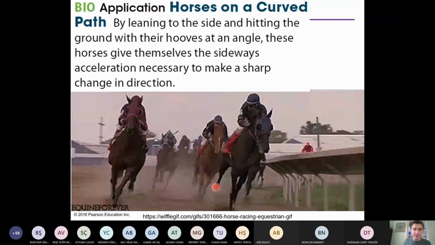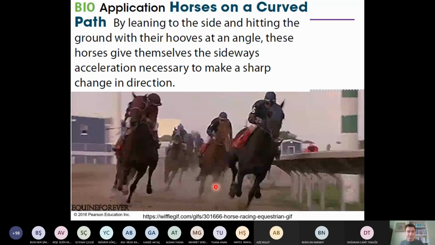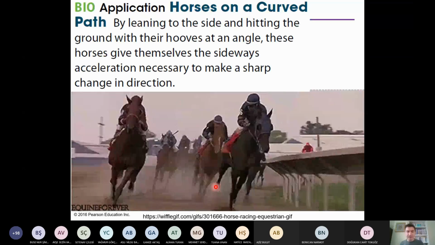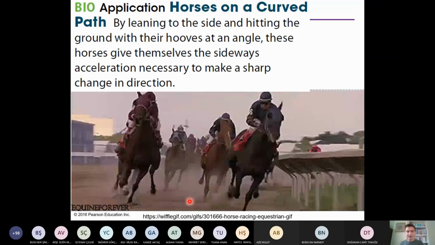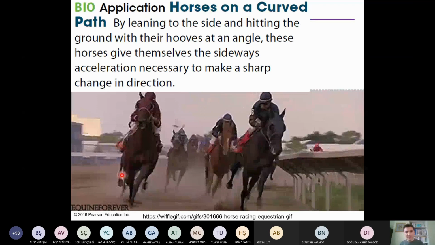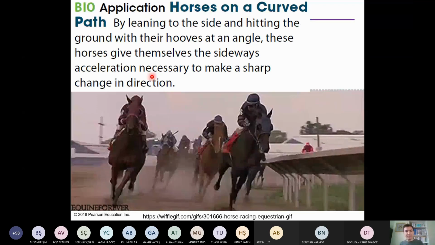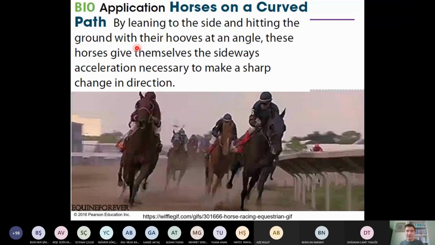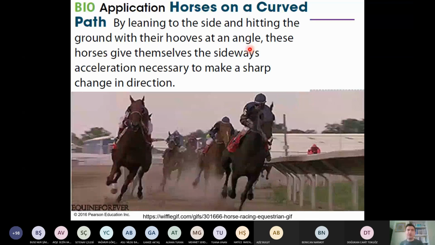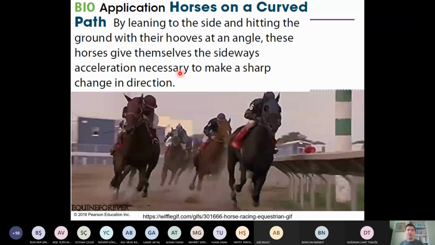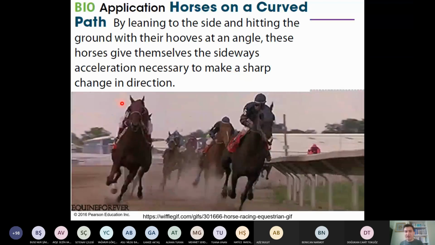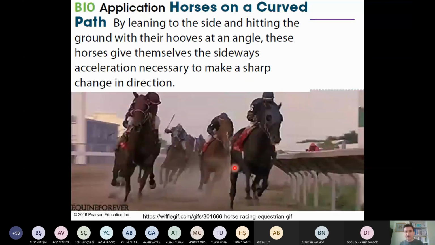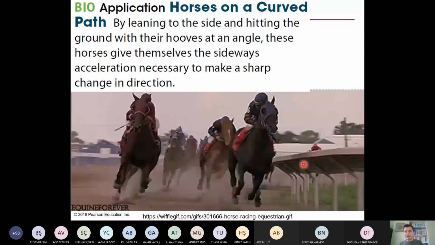Here I show you a bio application from the book. So these are the horses, and they are running along a curved path. So what do you see here? That the horses are leaning like this, okay? By leaning to the side and hitting the ground with their hooves at an angle, these forces give them the sideways acceleration necessary to make a sharp change in direction. So what is the direction of the acceleration here? The direction of the acceleration is toward the concave side of the path.